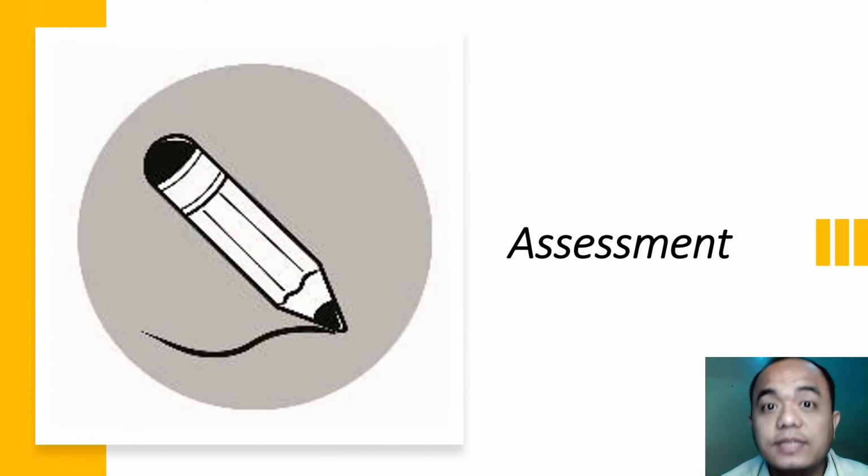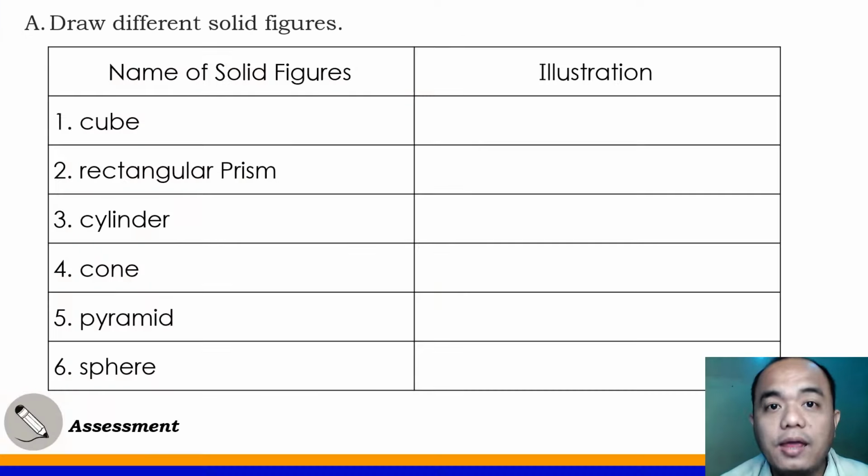Let's have the assessment part of your module. You can get any piece of paper or even you can get your notebook. Just write your answer in a piece of paper or in your notebook. I'll give you 5 minutes to answer your assessment. For part A, you have to draw the different solid figures. Okay? So your time starts now.